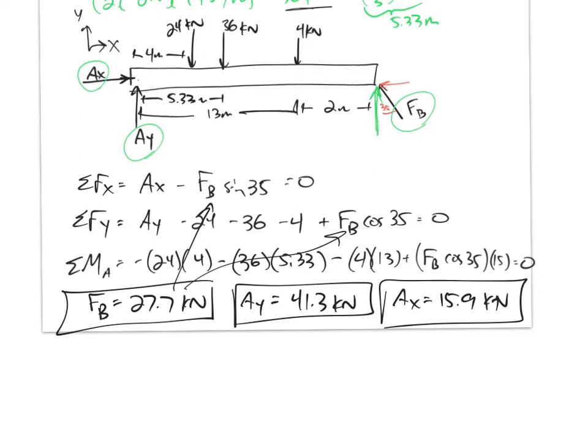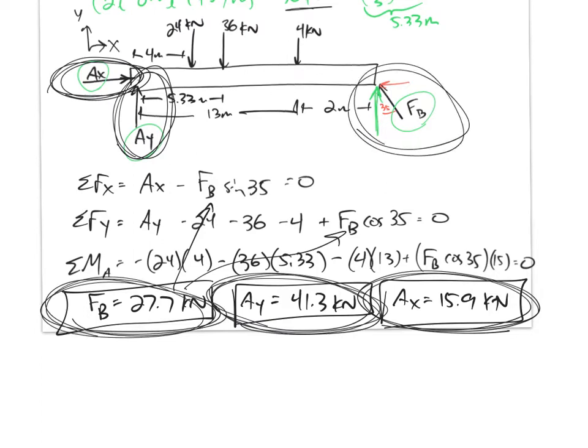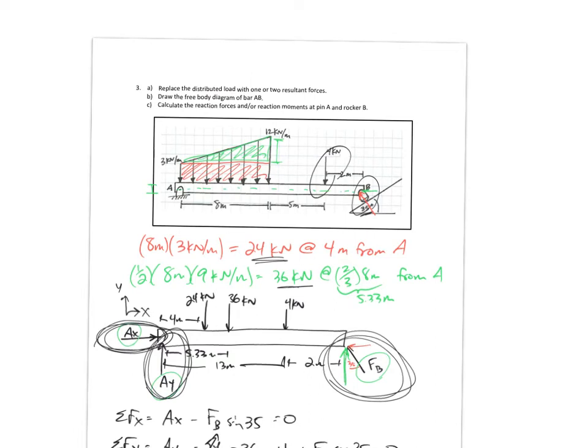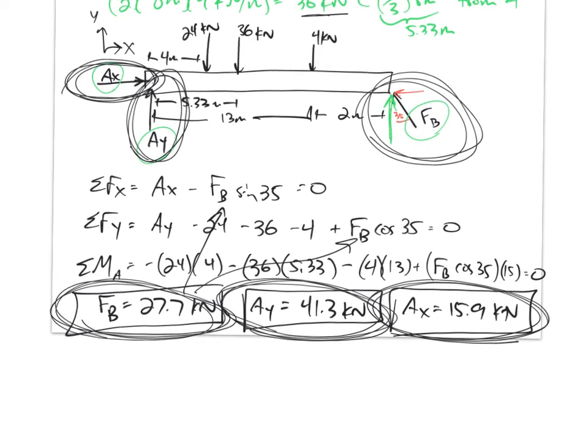But I'm looking for a magnitude, and then I'm going back and looking at your free body diagram to make sure it's written in the correct direction. This AY, I'm looking for 41.3, and I'm looking for it pointing up, and FB 27.7 pointed right there. And so I have answered all the questions. I've replaced the distributed load, drew the free body diagram, and calculated the reaction forces at pin A and rocker B. Alright, so I am done for that one.